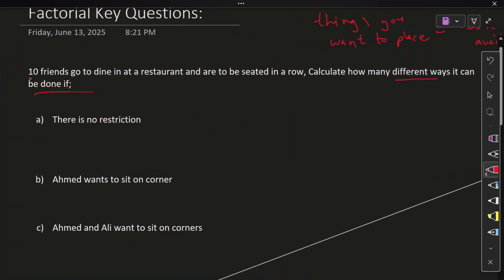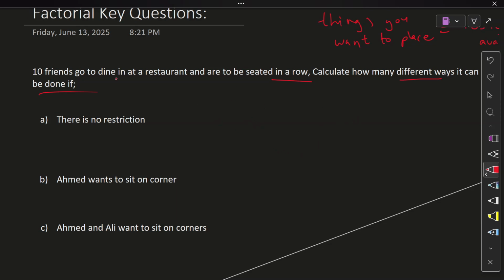Now see, 10 friends are in a row, and all of them have to be seated. 10 friends to be seated in a row on 10 seats. That means they're all going to be seated. The people I want to place equals the positions I have to fill. So I'm going to use factorial. Now let's learn how we're going to do it.